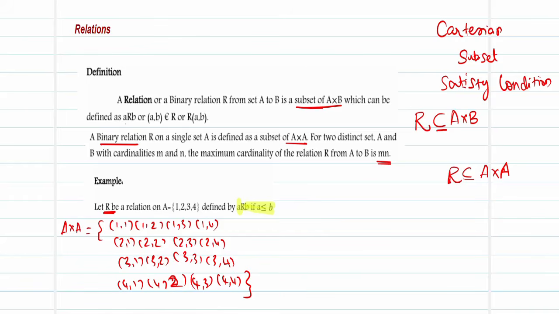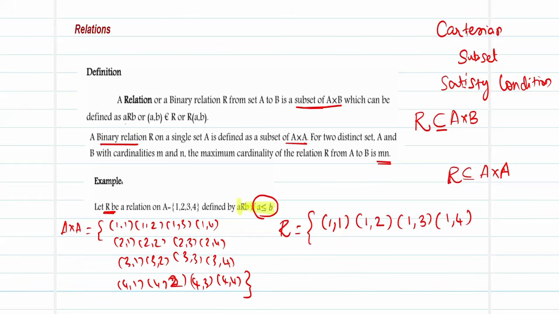So from this I am going to take a subset where I am just going to collect the elements where the first number is less than or equal to the second number. In which case I will have 1 less than or equal to 1. Equality is also counted, so you can take 1. 1 is less than or equal to 2, 1 is less than or equal to 3, 1 is less than or equal to 4.